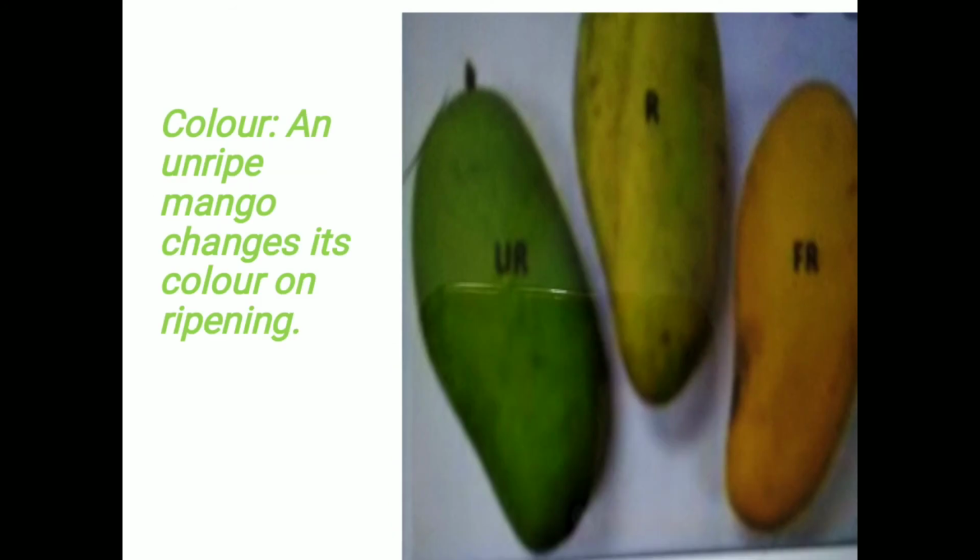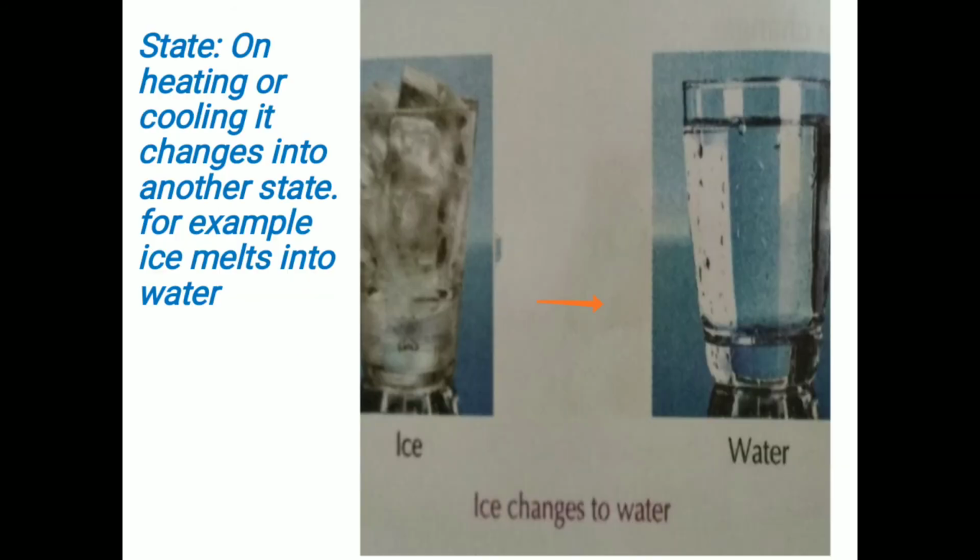Now, the effect of change on color. An unripe mango changes its color on ripening. Changes also occur in state if we cool or heat an object. For example, if ice melts into water, then its state changes.